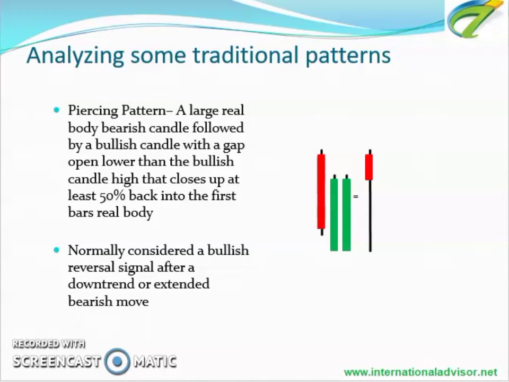Piercing pattern is very, very important. Piercing pattern, a large real body bearish candle followed by a bullish candle with a gap open lower than the bullish candle high that closes up at least 50% back into the first bar real body. So after candlestick math we get a candle like this, which is a piercing pattern. It can be 1 bar, 2 bars, 3 bars, but using candlestick math, when you add these bars, the highs are equal, lows are equal, and once you subtract this, it becomes a long shadow, making it a piercing pattern. Normally considered a bullish reversal signal after a downtrend or extended bearish move.